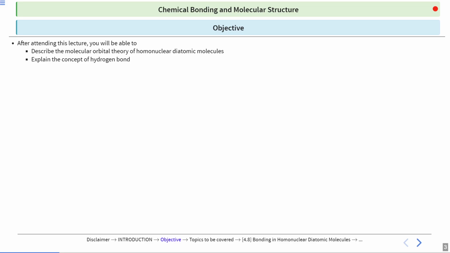So why am I saying it? Because this concept is not only used in chemical bonding and molecular structure, it will be used in your periodic table, in your S block element, P block element, and organic chemistry. So it is very, very important to understand this hydrogen bonding.